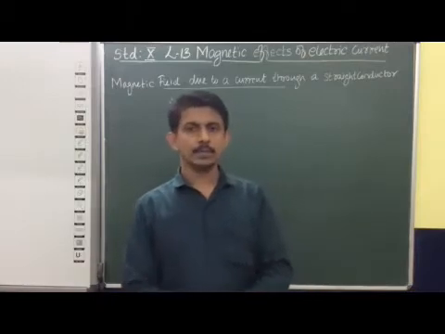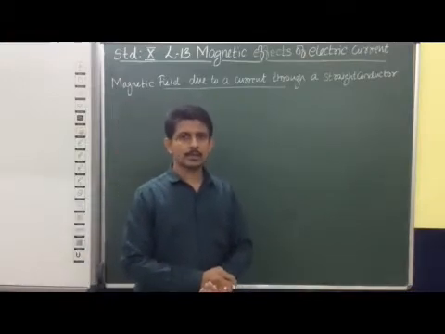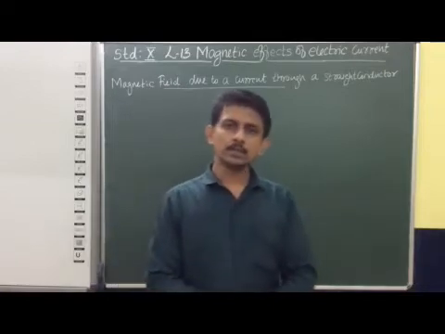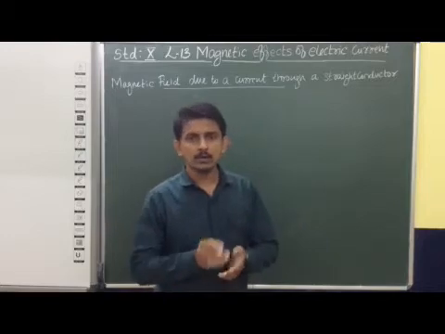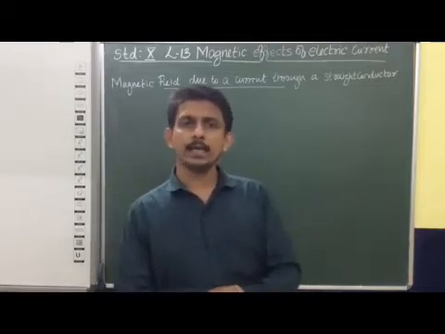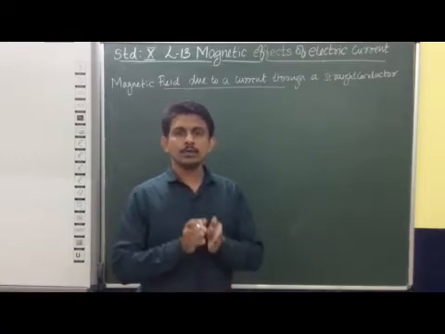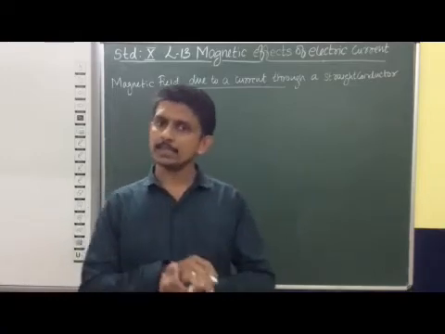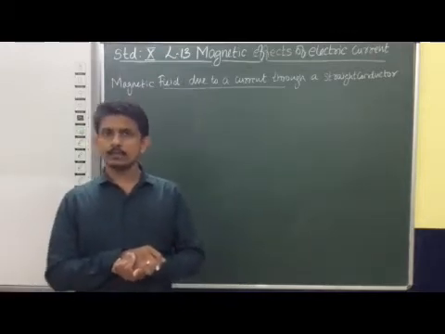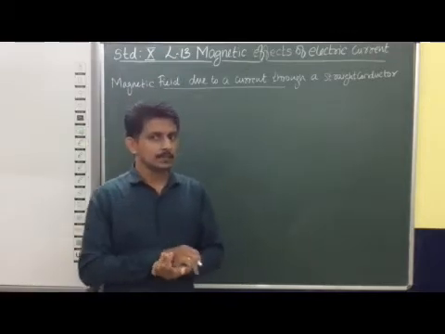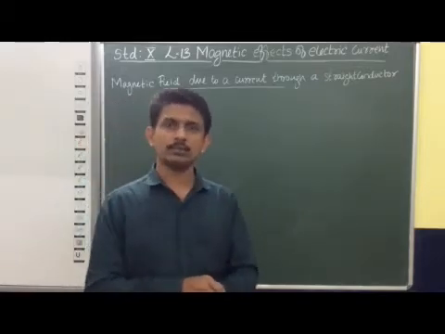Good morning, students. Now we are going to discuss how the magnetic field is produced in the case of a long straight wire carrying current. We have already seen that a current carrying conductor acts as a magnet. So around it there is a magnetic field, and that magnetic field is represented with the help of imaginary lines that we studied as magnetic field lines.